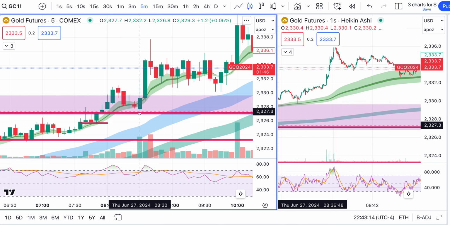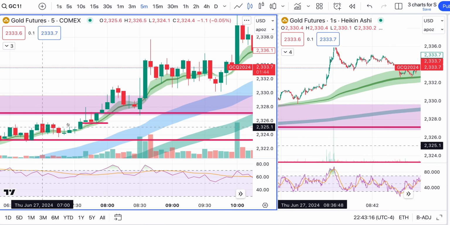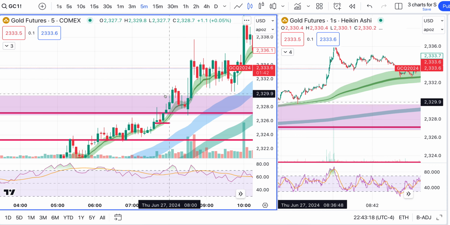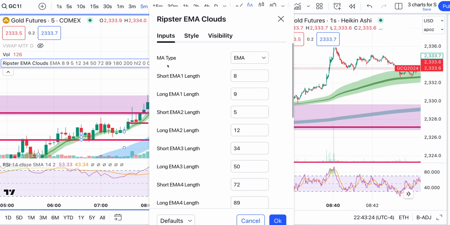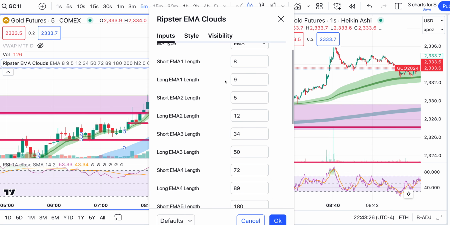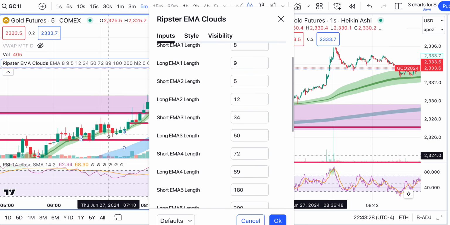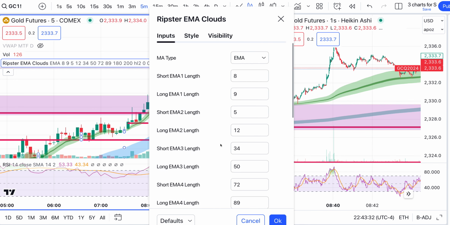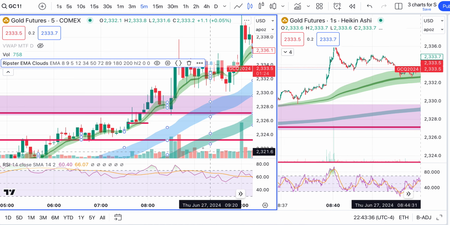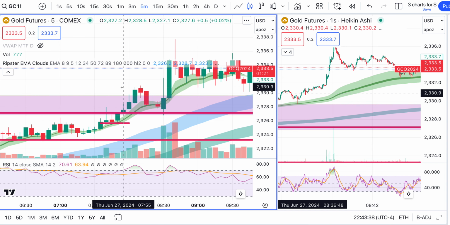So this candle right here, these are 5 minute charts, by the way. These are 5 minute charts with typical normal stock out of the box EMA levels. So 8, 9 surrounded by a 5, 12. That's this one. 34, 50, 72, 89, 180, 200. So basic, just off the shelf kind of figures, not really doing anything customized with them.